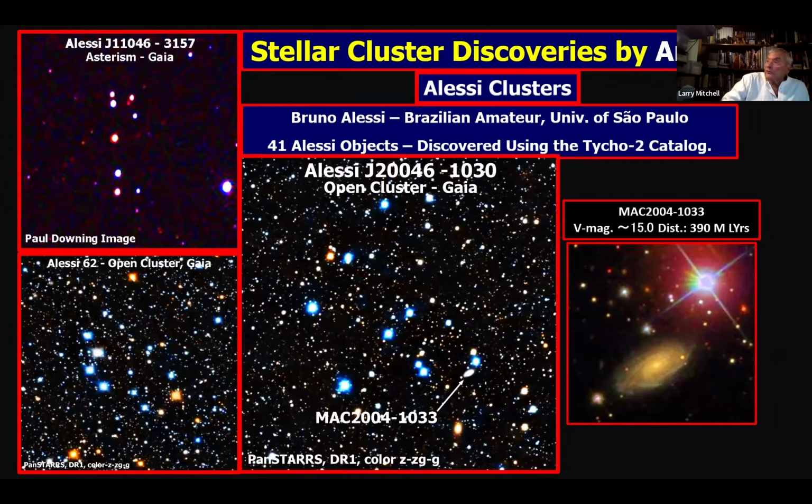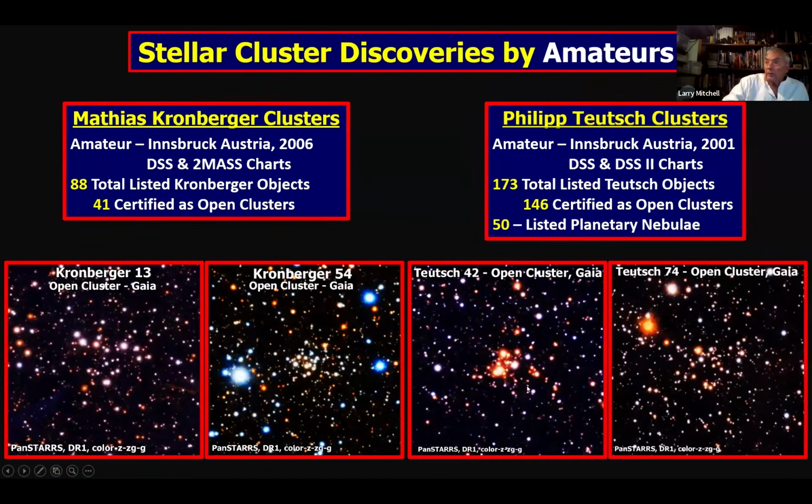Stellar clusters have been discovered by amateurs. There is a Brazilian amateur, Bruno Alessi, who has done a lot of work with open clusters and asterisms, and he's made a lot of discoveries. This is an asterism. This Alessi 62 is a true open cluster. Alessi J20046-1030, a true open cluster. And here's one of my Mac galaxies parked inside the open cluster right here. But this is a discovery that Bruno made back about 20 years ago.